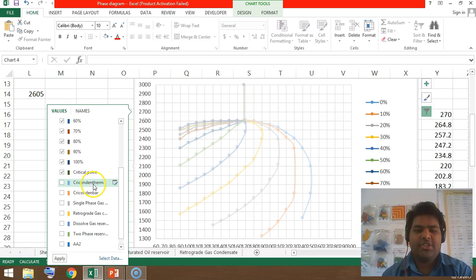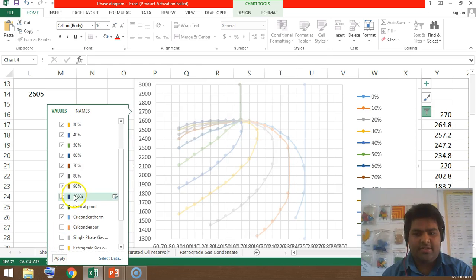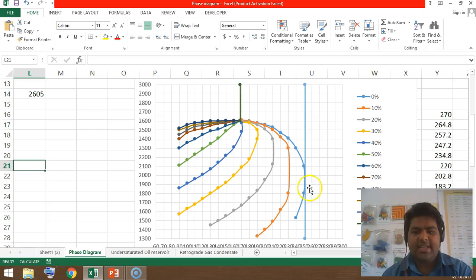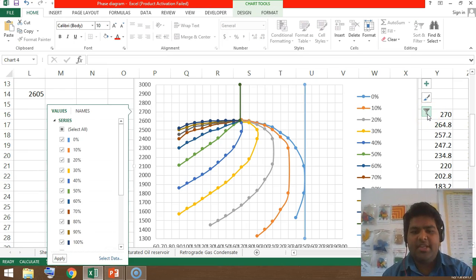The next thing you need to see is the cricondentherm. The line which just appeared is called the cricondentherm. It's the maximum temperature at which both the liquid and gas phases can coexist. Beyond this temperature, no matter what the pressure is, it will be either single phase gas or single phase liquid. Two phases will not coexist.